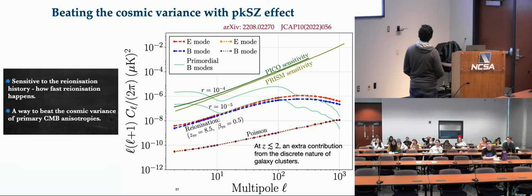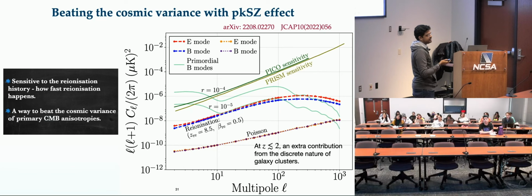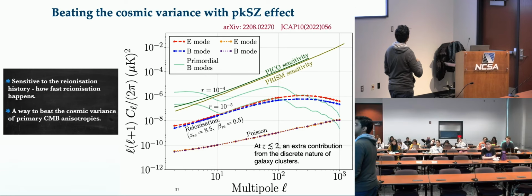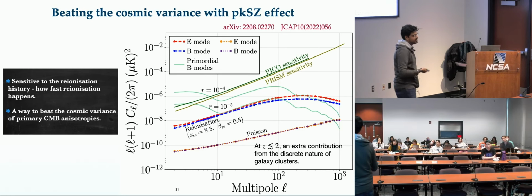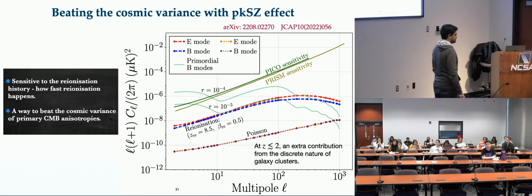But this is just the auto power spectrum. You can repeat the same thing with a cross power spectrum, like you can cross it with some galaxy survey. And the cross correlation will probably bring it above the sensitivity level. Yes, you can surely do that. Okay, great. Thanks.